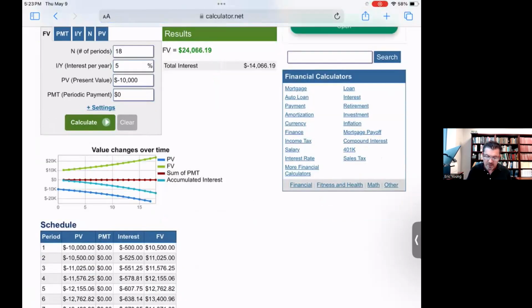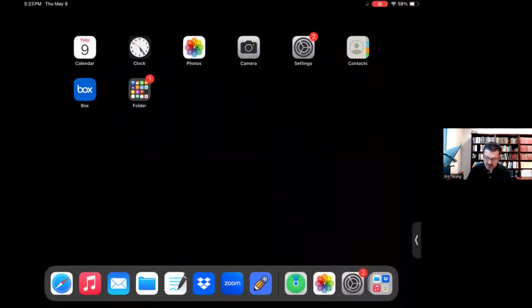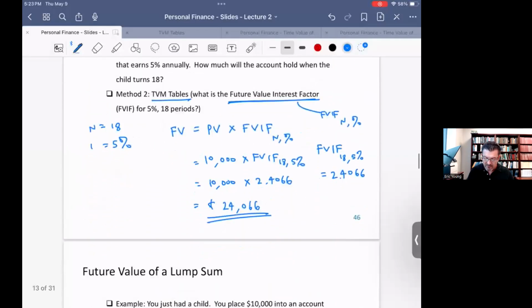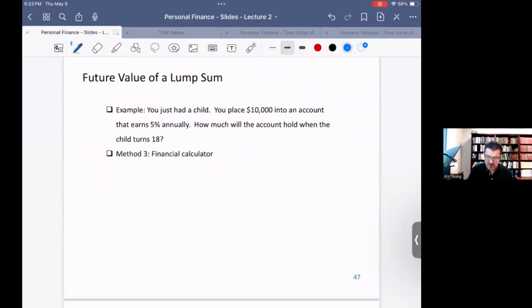The future value, $24,066.19, confirming what we said. So we have found that there's 3 ways. Financial calculator gave us 24,066 as well. There's going to be 3 ways that we can solve these problems. And since the numbers are the numbers, they're going to be the same answers all the way through. Maybe a small little rounding here, but that's okay.